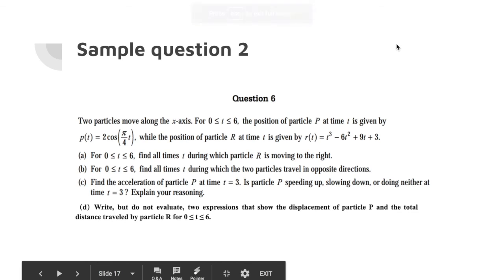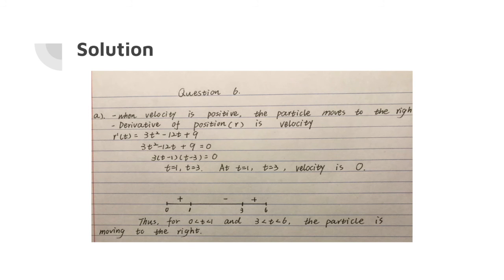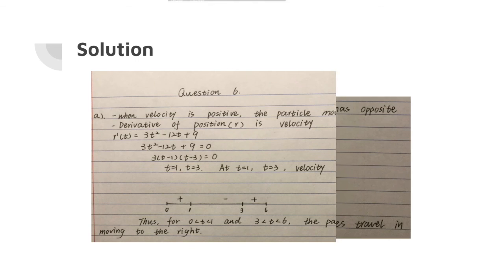Sample question 6. Number A. Find the times t during which particle R is moving to the right. When velocity is positive, the particle moves to the right, and the derivative of the position function is the velocity. So after we figure out the velocity function and set it to 0, the solutions are used to create a number line. And then we plug in numbers to see which regions are positive. Thus, for t greater than 0 and less than 1, and t greater than 3 and less than 6, the particle is moving to the right.